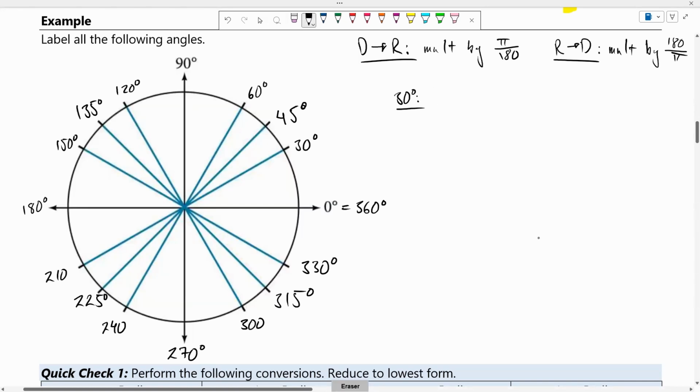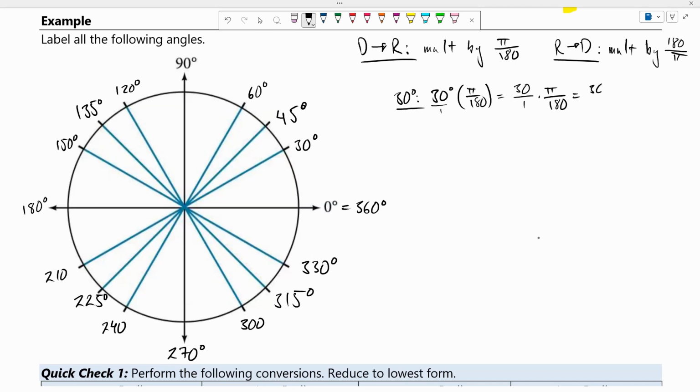I'm going to write it out first of all. 30 degrees times pi over 180. I can grab anything I want and put it over 1. So I can do 30 over 1 times pi over 180. That's 30 pi over 180, and if you cancel out all the common factors on top and bottom, this reduces to pi over 6.